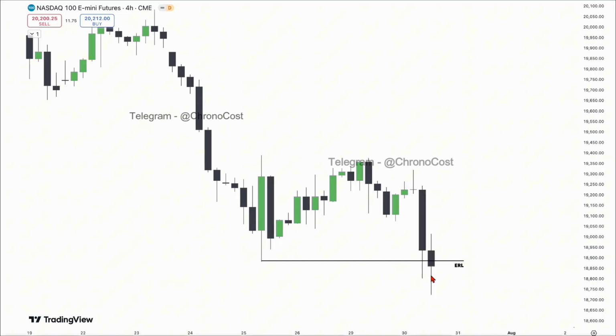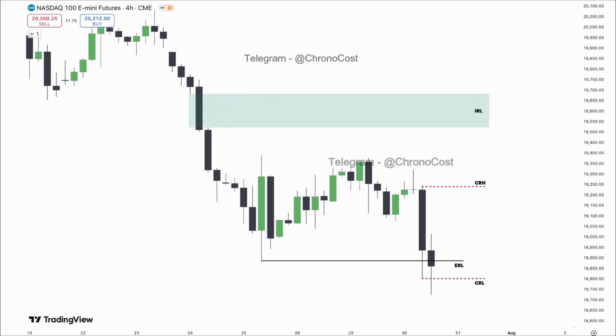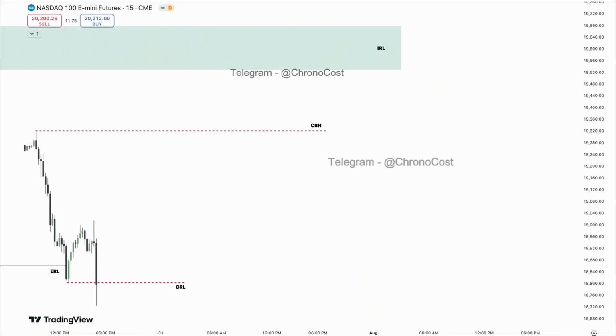You can see that the price swept the low of the previous candle and closed inside, which indicates that the next 3 candles could form a CRT. So, we'll mark the CRT ranges and also identify our next liquidity, which is the IRL, right here in this FVG. Now, let's switch to the 15-minute chart to see how it plays out. We're on the 15-minute chart now, and our CRT ranges and IRL, which will be our final target, are marked.